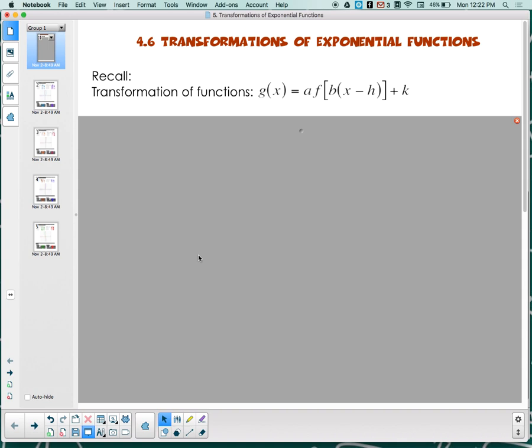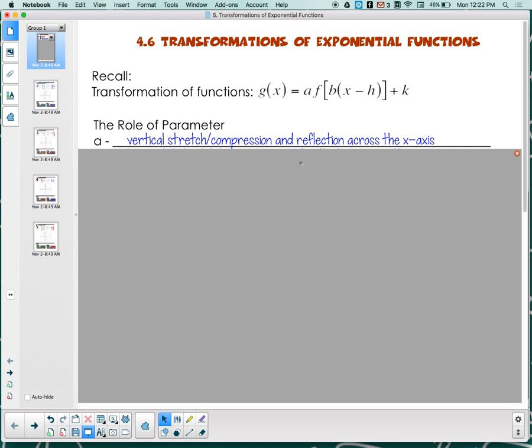Okay, so now we're going to transform all of these wonderful new exponential graphs. You'll notice the setup is identical to the transformations we talked about in chapter 1. We have the a coefficient. Let's recall, what does the a coefficient do? It wasn't that long ago. Stretch or compression in which direction? That was vertical. a was your vertical stretch or compression, and it reflects across the x-axis.